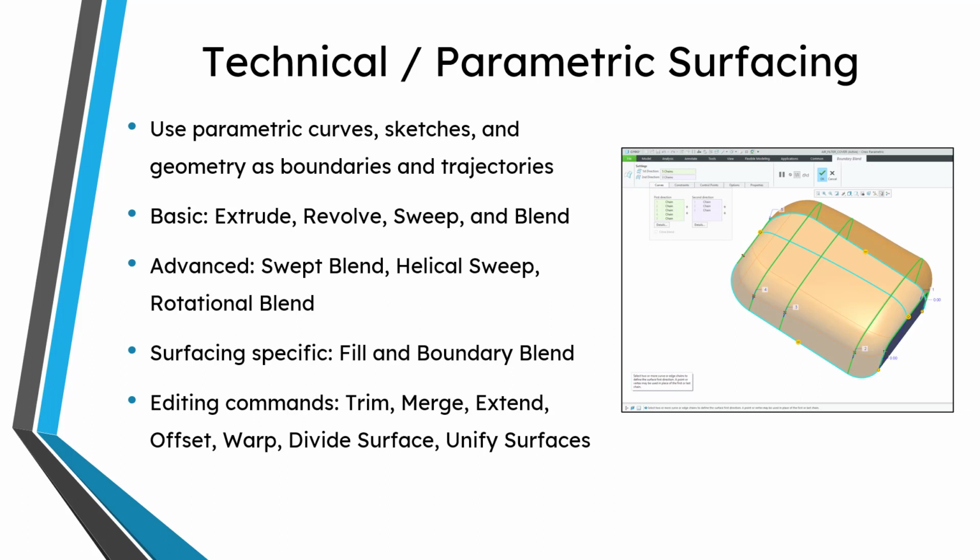One big difference between Creo Parametric and SolidWorks is that in SolidWorks, you have separate commands for an extruded boss, an extruded cut, and an extruded surface, but in Creo Parametric, they're all within the same command. Also, on the parametric side of surfacing, there are some specific commands like fill and boundary blend. I'll show both of those in the demonstration. And once you've created a bunch of different surfaces, then you can edit them. And there are a variety of commands like trim, merge, extend, offset, warp, divide surface, and unify surfaces.